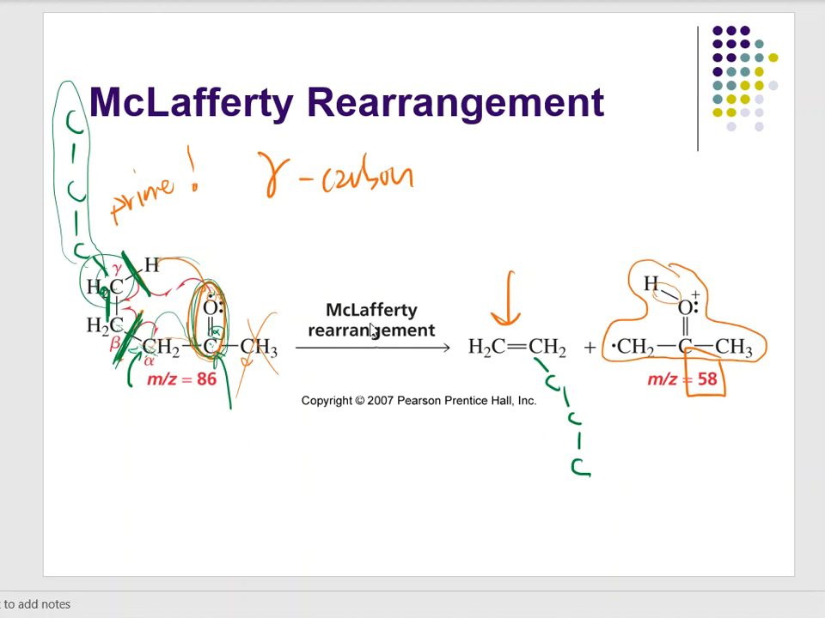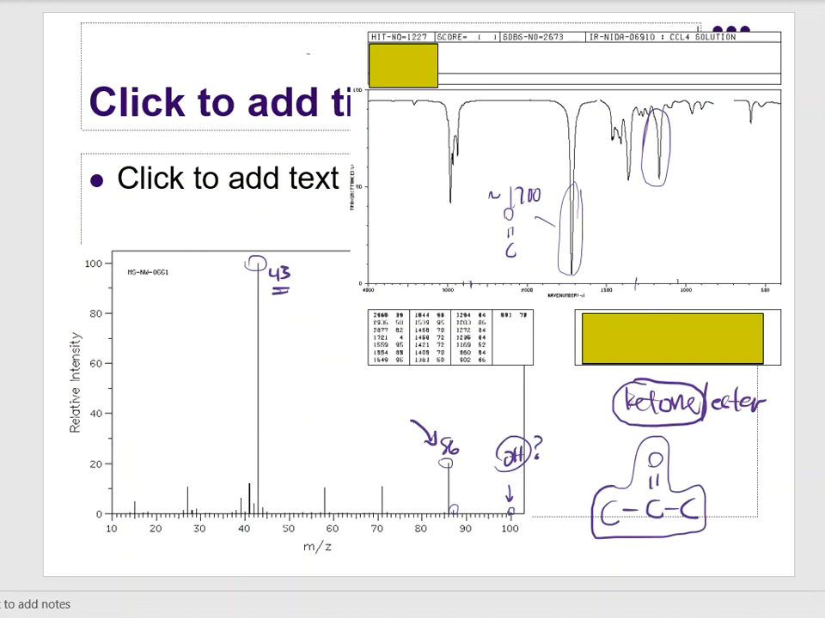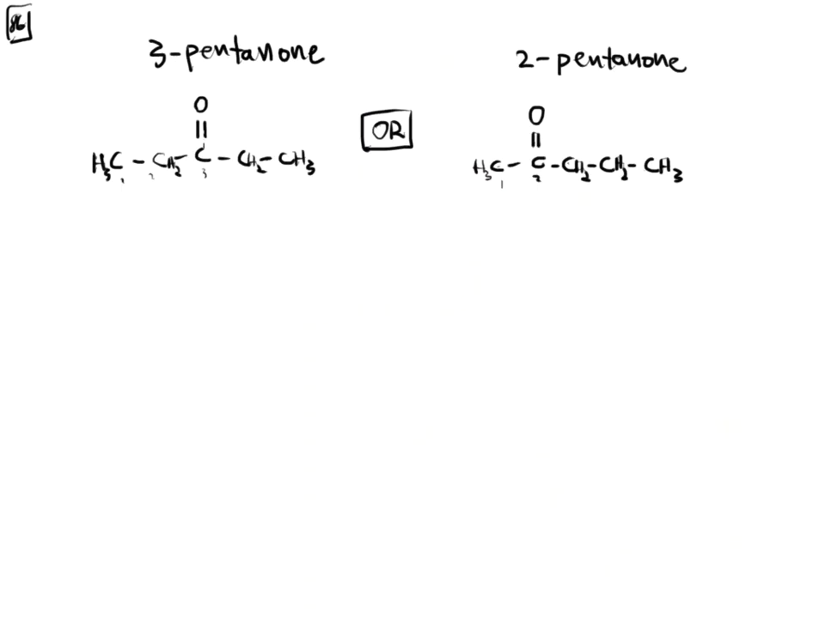Now, remember, McLafferty rearrangement does not happen unless you have a gamma carbon on the structure. Otherwise, you're not going to see McLafferty. So this is something that I can't forget. And we also have an alpha carbon cleavage that can happen as well. All right, so here I'm going to go back. There's the infrared and there's the mass spec all over again. And I'm going to go through and just start chopping these things up.